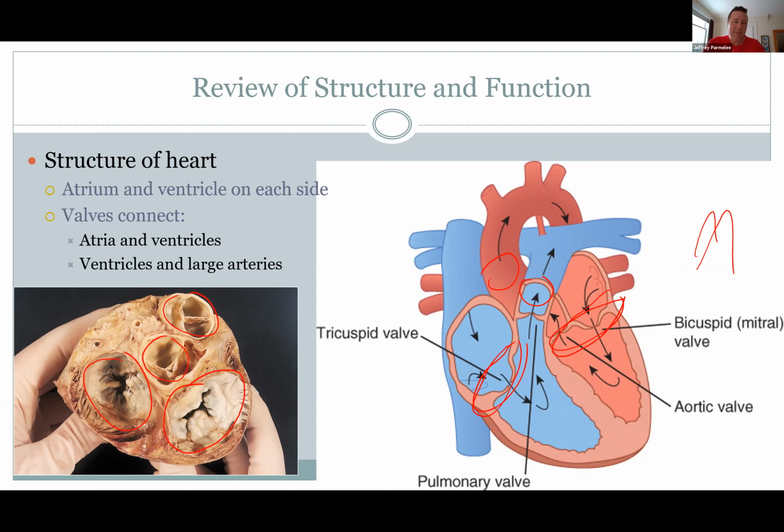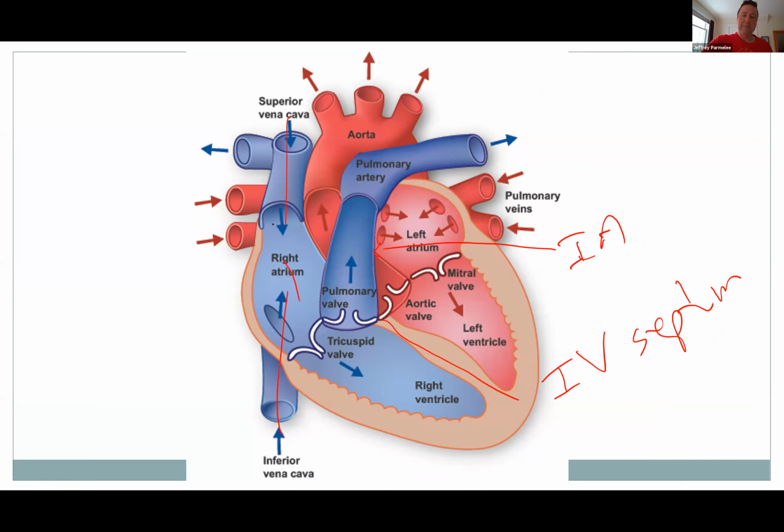And then the interatrial septum will be between the right and left atria. So you can have septal defects, problems in that wall. We see the valves, we see where the blood is going, where it's coming from, right? So the right side receives the blood, sends it to the lungs. It comes back to the left side, and that pumps it out to the body. All right, we got it.